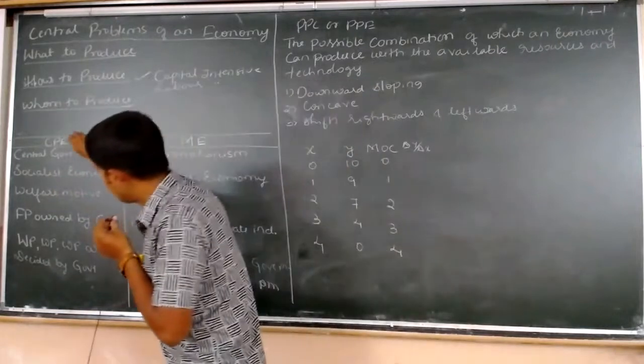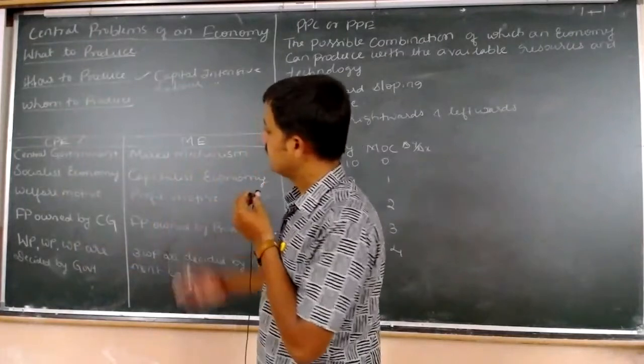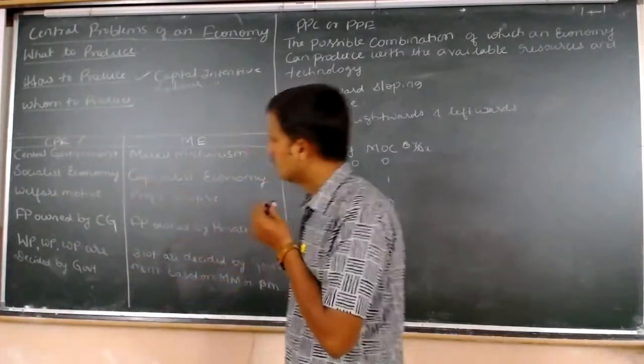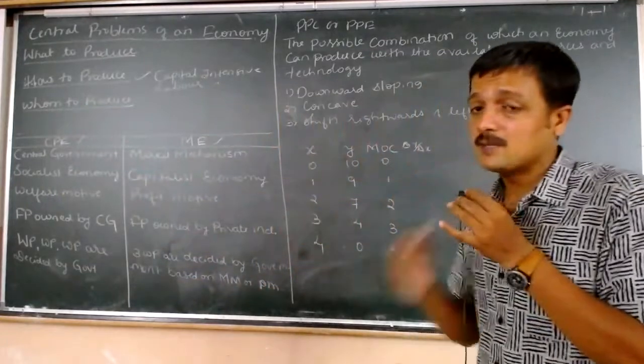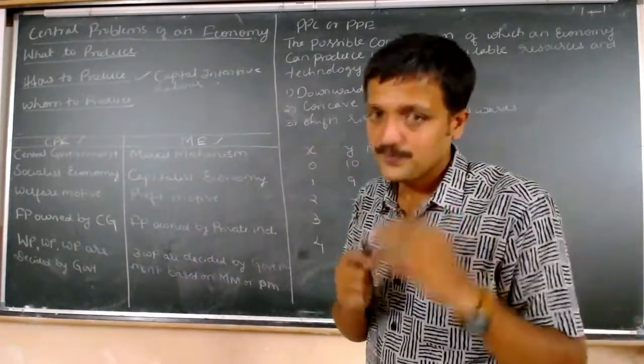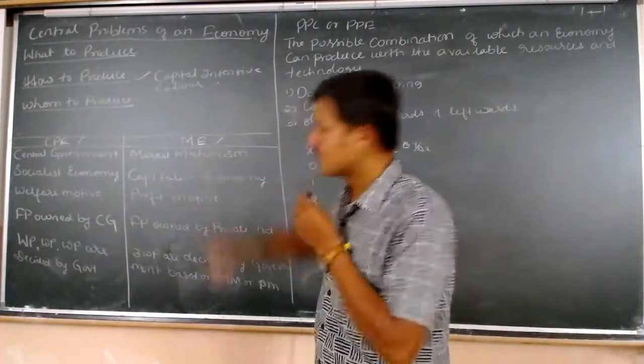But in the centrally planned economy, it is better to go for the labor oriented technique, because there will be unemployment. Then in the mixed economy, the technique of production is dependent on the cost. The one which is less costly will be adopted by the market economy.